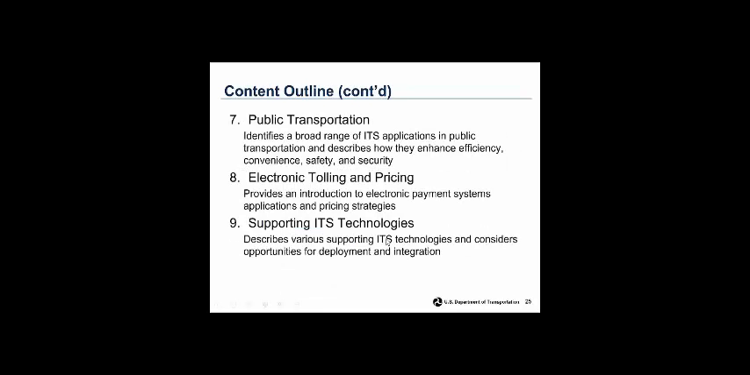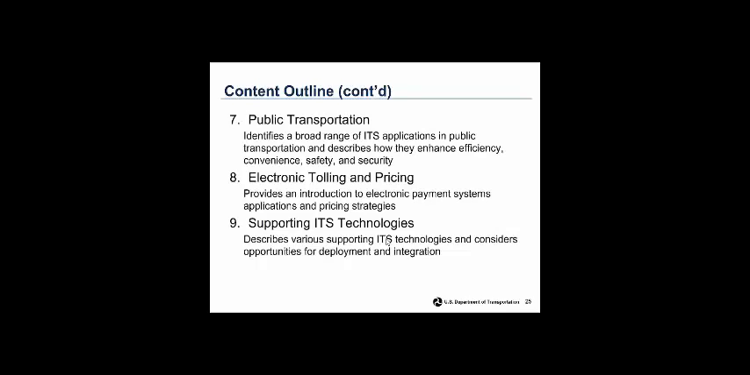Module 7, we'll look at public transportation. Again, a big area in ITS and how to use these technologies to make public transportation more efficient and more attractive to users. The 8th is electronic tolling and pricing. This is becoming particularly important these days as we see more and more facilities are tolled. We hear discussion of things like VMT, vehicle miles traveled, taxes as opposed to the traditional fuel tax. So this is looking at the technology that underpins mobile collection of tolls and pricing.